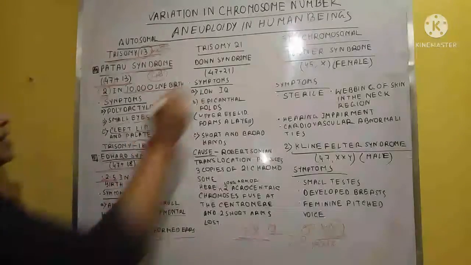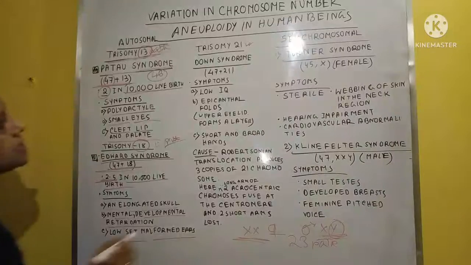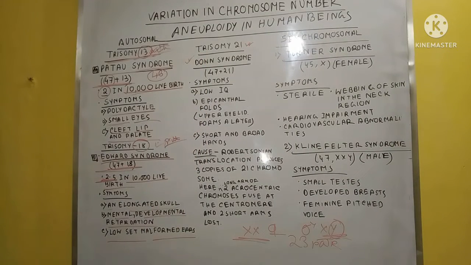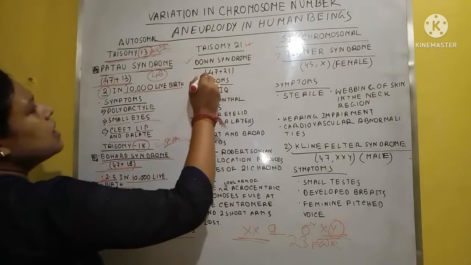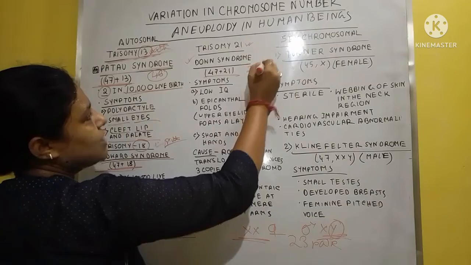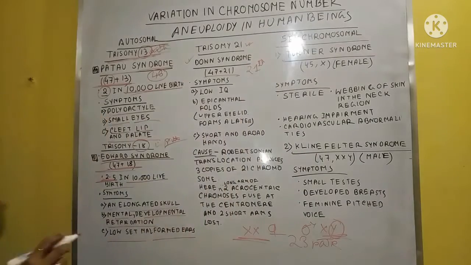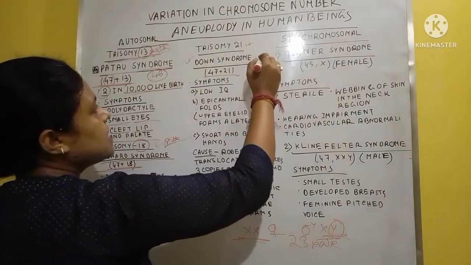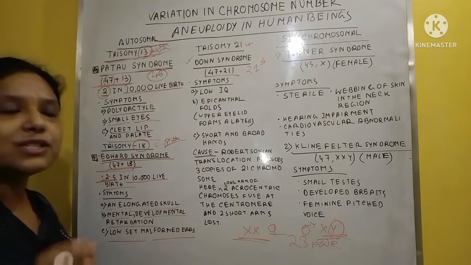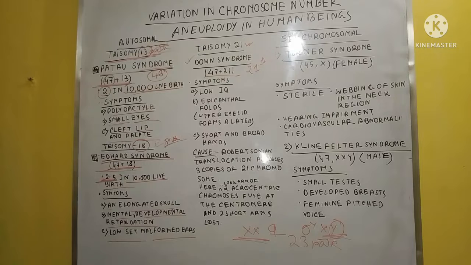And trisomy 21, this is another disease. This is Down syndrome. This disease is called Down syndrome, and its situation is 47 plus 21. The 21st chromosome is affected. These are all the diseases seen due to the trisomy.